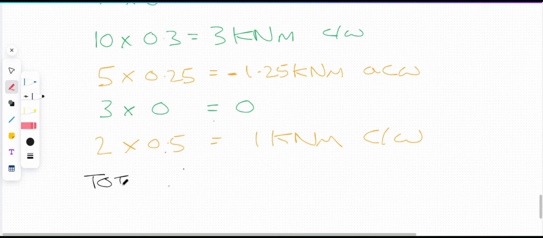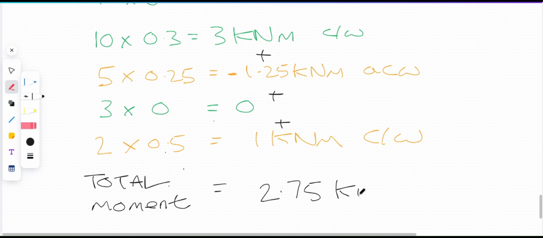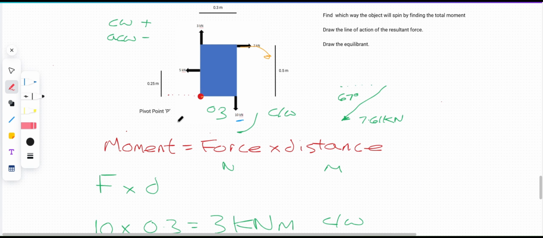Total moment, just add them up now. 3 plus minus 1.25 plus 0 plus 1. So if you add them all up, don't forget the minus, you get a total of 2.75 kilonewtons per meter. It's plus, which means going clockwise. So after all of that, these forces now are trying to make this thing spin clockwise about that point.